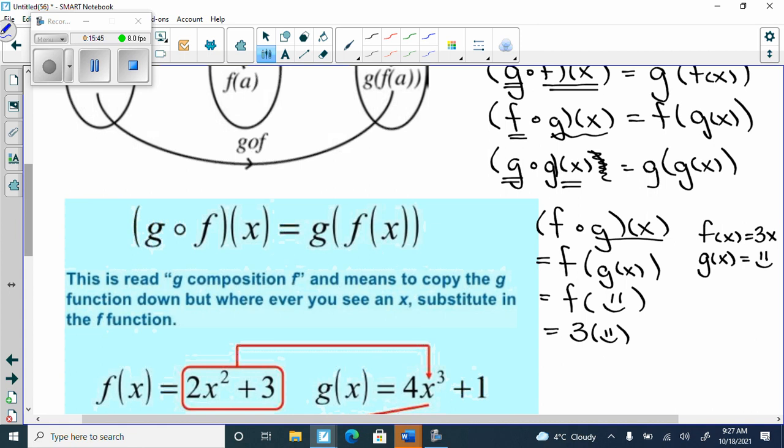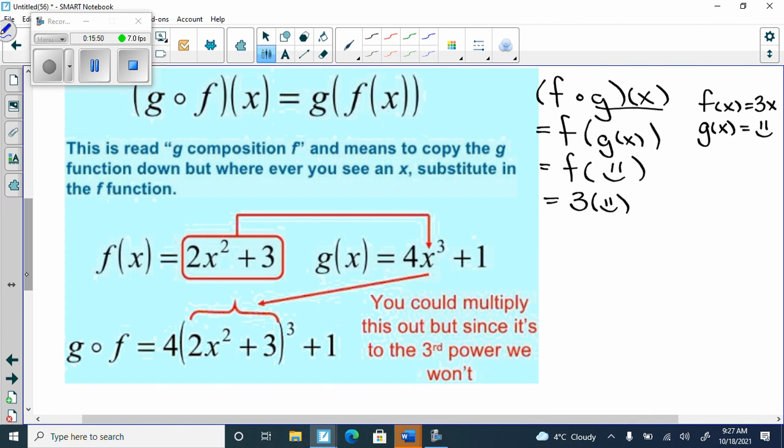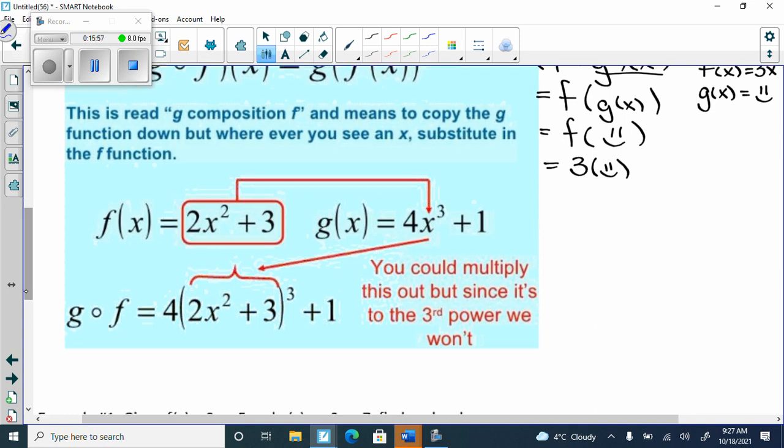So, an example that doesn't deal with smiley faces: if I give you f of x is 2x squared plus 3 and g of x is 4x cubed plus 1, and I give you g of f of x, it would technically be the same as g, excessive bracket in there, of f of x. So what would I do? I would put in for f of x what f of x is. What is f of x? 2x squared plus 3.